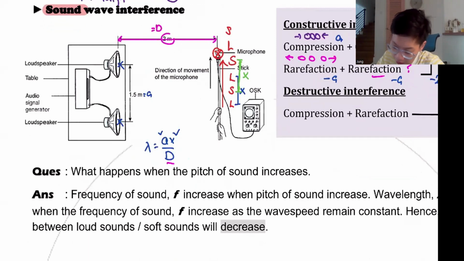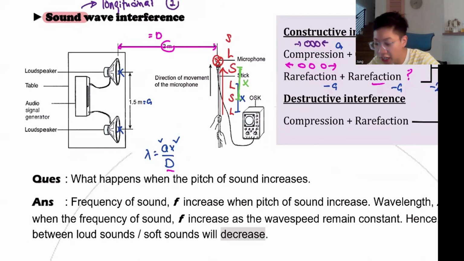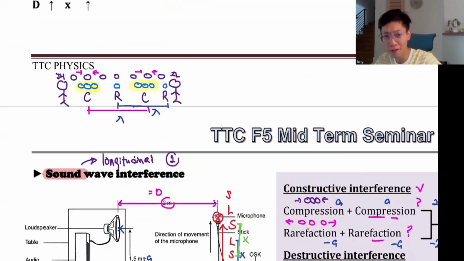Okay, now then what's next? They like to ask you, if I change my A, what will happen to my X? If I change my D value, what will happen to my X? You all have a look here. They really write very nicely for you already. According to lambda equals AX over D, they will ask what will happen to X if A increases: will X increase or decrease? The answer here is X will decrease.